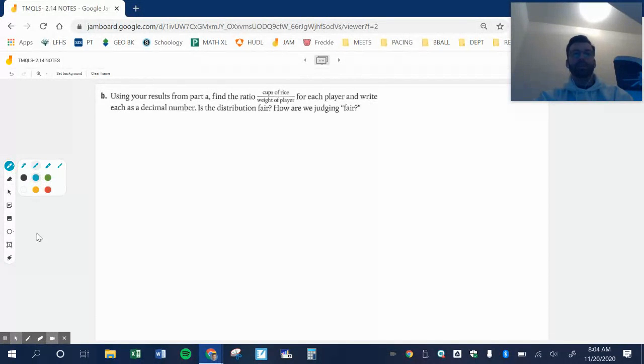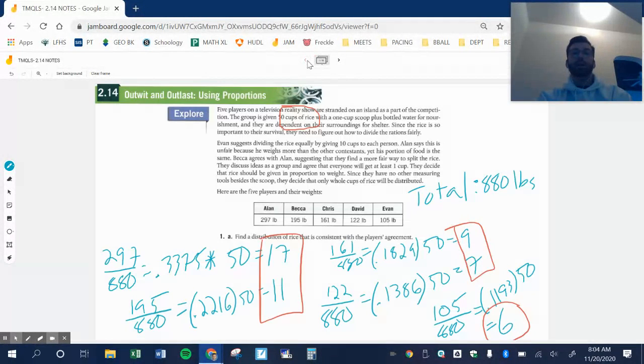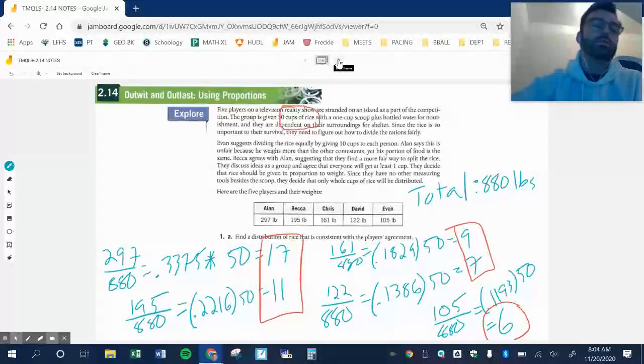Using your results, find the ratio. We want to do cups of rice divided by the weight of the player for each player, and write each as a decimal number. Is this distribution fair? How are we judging fair? So I want to divide the cups of rice: for Alan, 17 over 297, and then 11 over 195, and 9 over, and so on and so forth. Try that. Leave it as a decimal and see what you get.